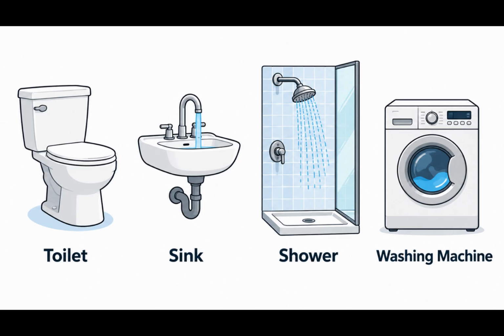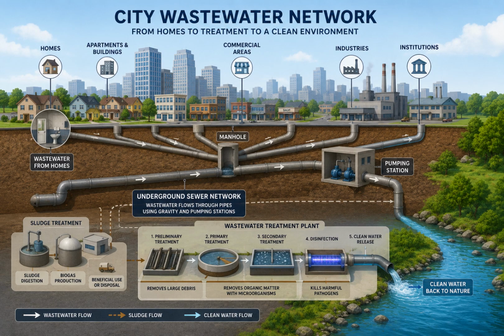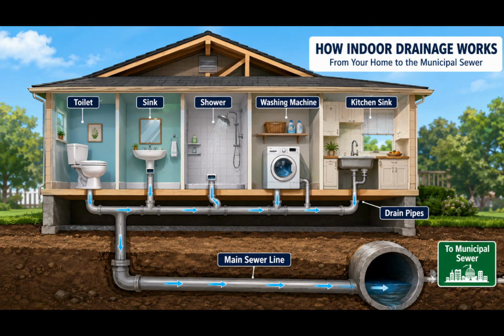In this video, we will follow wastewater from your home, through underground pipes, into a treatment plant, and finally back into the environment. When you flush a toilet, the wastewater travels through a pipe connected to your building's drainage system. Wastewater does not come only from toilets. It also comes from showers, bathroom sinks, kitchen sinks, washing machines, dishwashers, hospitals, schools, restaurants, businesses, and industries. This wastewater may contain human waste, food particles, soap, grease, chemicals, microorganisms, and many other materials.